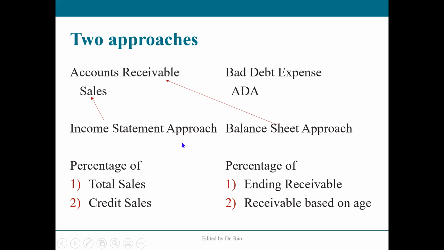In the income statement approach, you could calculate it as percentage of total sales or percentage of credit sales. In the balance sheet approach, it's percentage of ending receivables, or you age the receivables and then assign a percentage to each category based on the age of the receivable. Again, companies have to use the allowance method. Almost all the companies these days use the aging of receivables method.